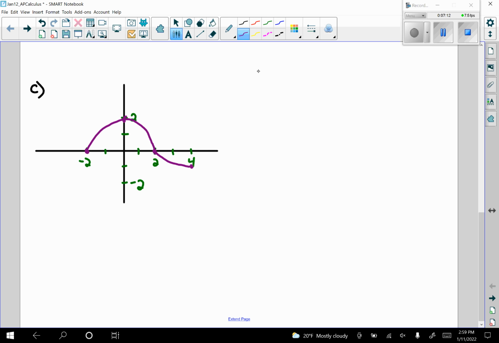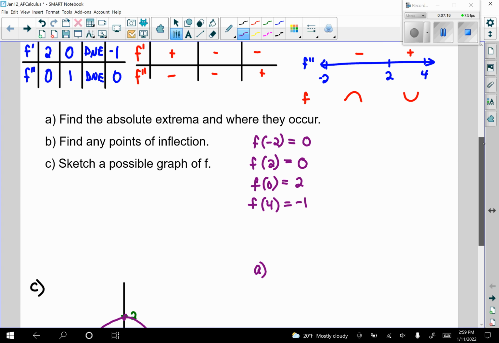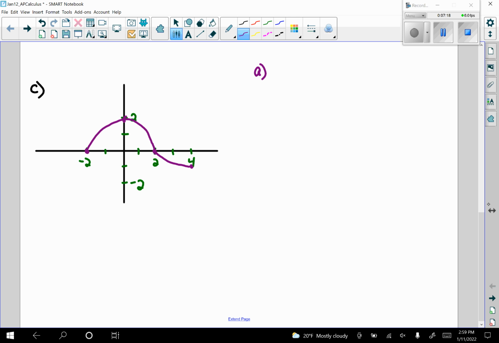So now to answer part A, out of all these values, the highest y value is going to be 2. So we're going to say we have an absolute max, which the graph verifies here, is y equals 2 when x is equal to 0. And our absolute min happens at an endpoint, is y equals -1 when x equals 4.